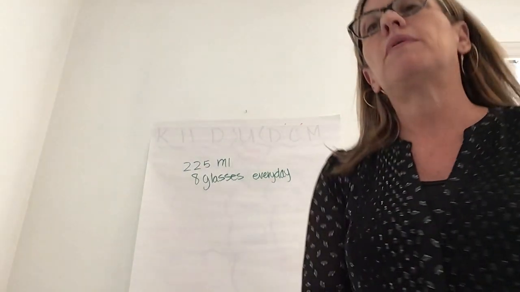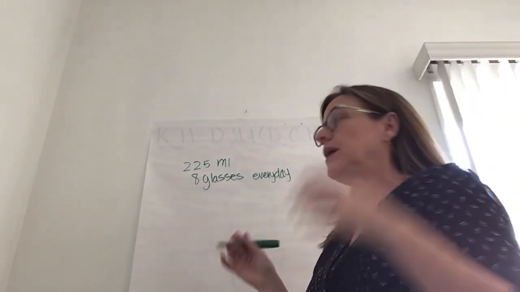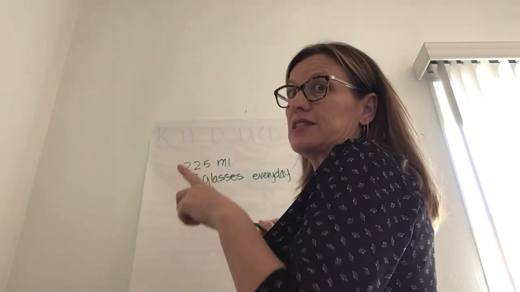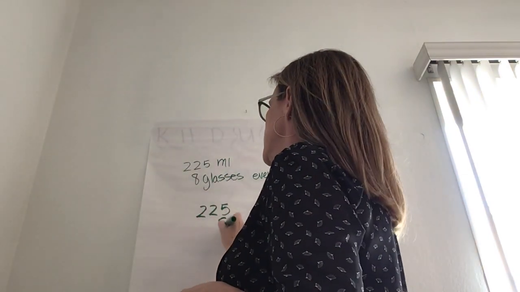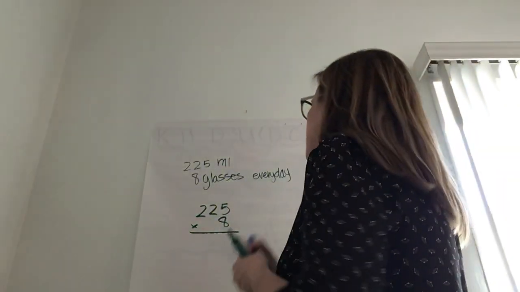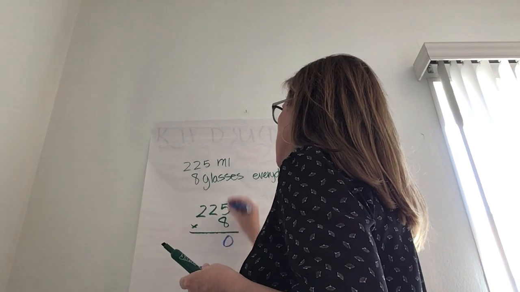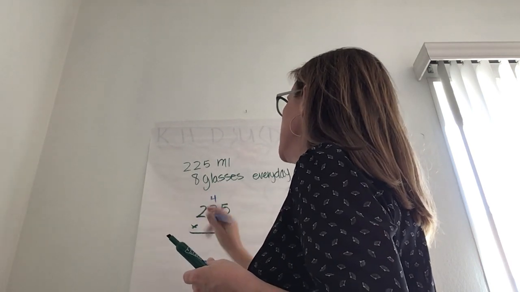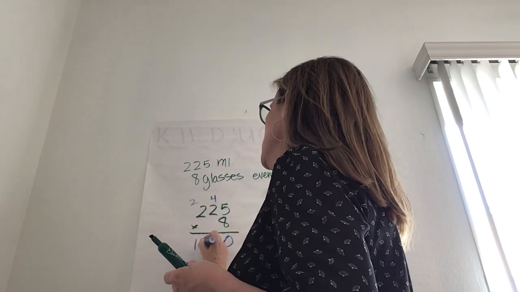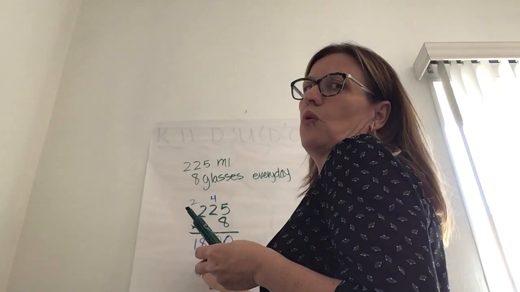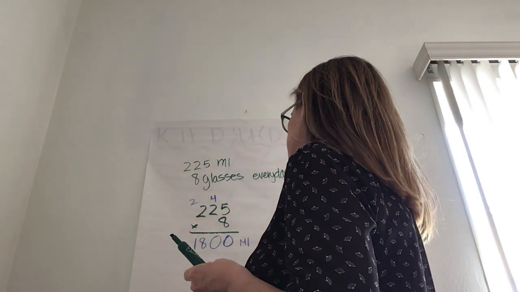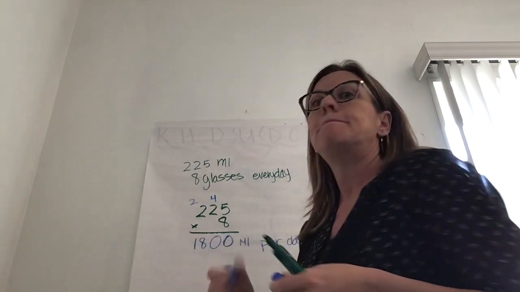First, they want to know how much she drinks in a week. So she drinks 225, that's the size of her glass, and she drinks 8 of those a day. So I'm going to multiply by 8. 8 times 5 is 40. 8 times 2 is 16 plus 4 is 20. 8 times 2 is 16 plus 2 is 18. So she drinks 1,800 milliliters per day. But they want to know in a week.